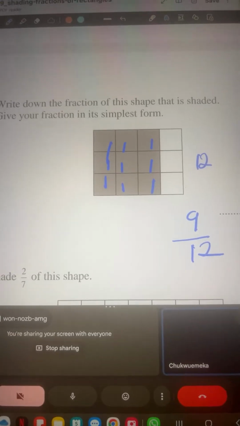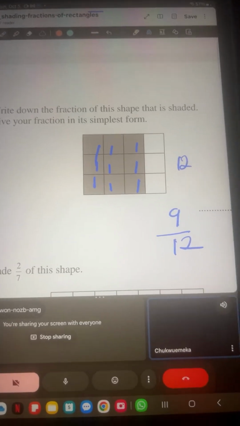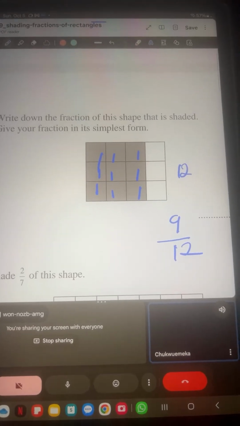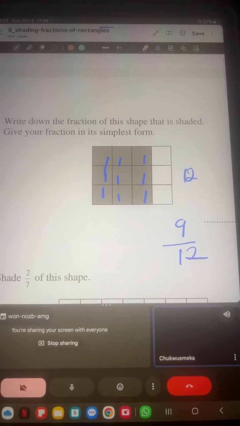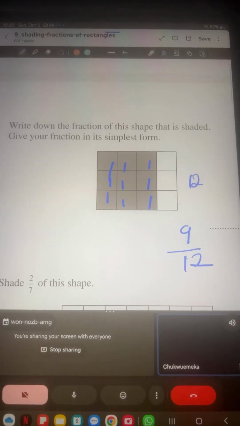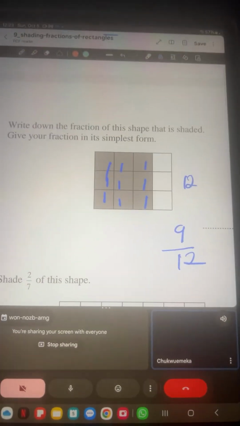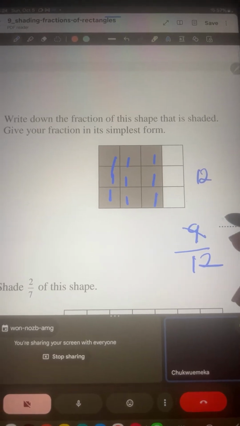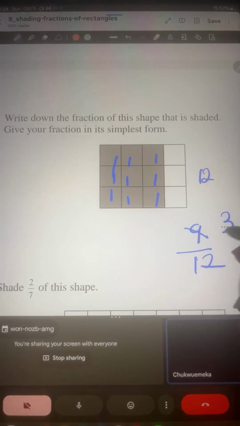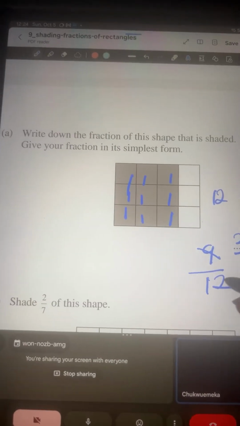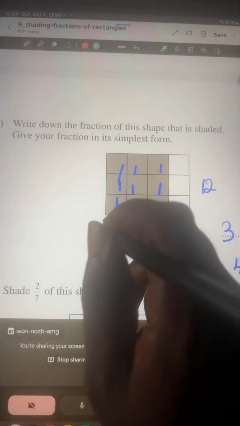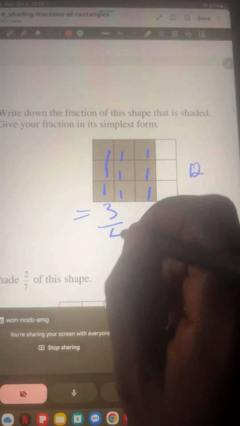But this 9 parts out of 12 is not in the simplest term. We have to put it in the simplest term by dividing, isn't it? Yeah. So 3 will divide 9 to give us 3. And 3 will divide 12 to give us 4. So finally, the right answer is 3 all over what?